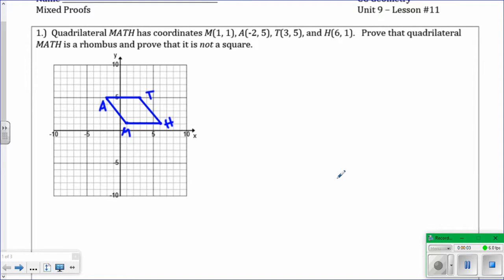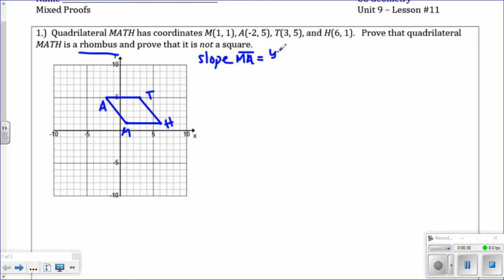Number 1 says to prove that quadrilateral MATH is a rhombus and then prove that it's not a square. So there's basically two parts to this question. The first part is just prove that it's a rhombus. If you remember, to prove either a rectangle, rhombus, or a square, you have to first prove it's a parallelogram, which means opposite sides are parallel, so they have the same slope. So I'm just going to find the slope of all four sides.